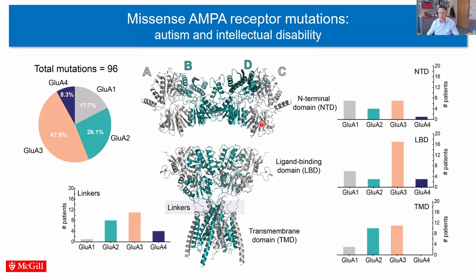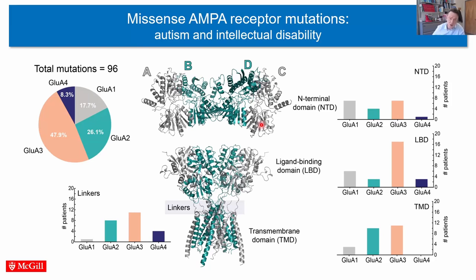And if you mess them up, then that's going to mess up transmission. But other than that, we don't really have a very strong explanation as to why AMPA receptors in particular should cause intellectual disability and why it's so profound.